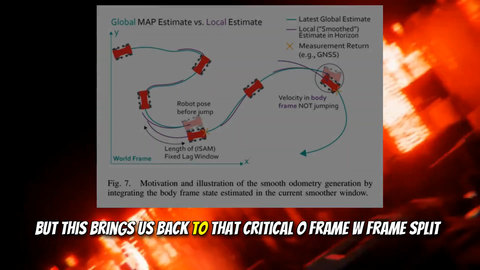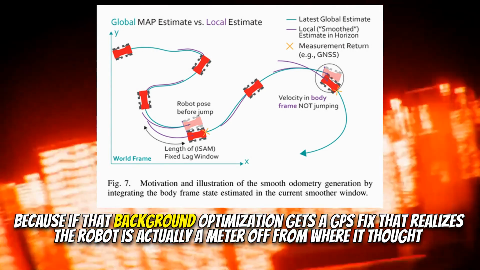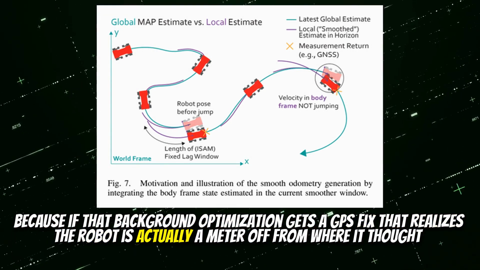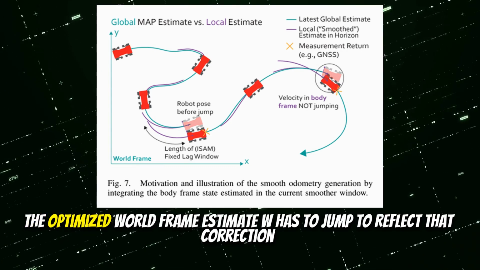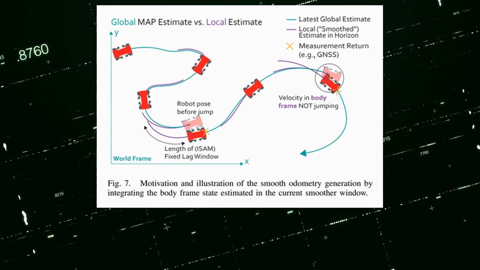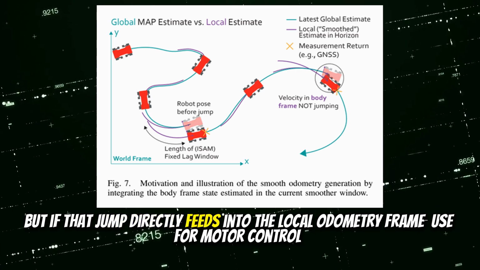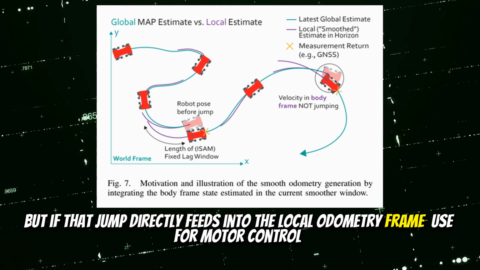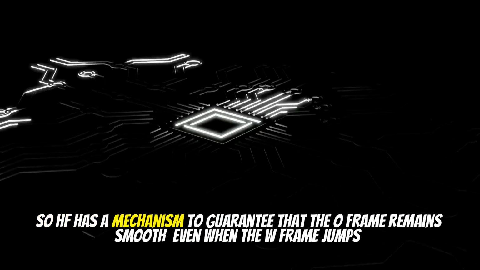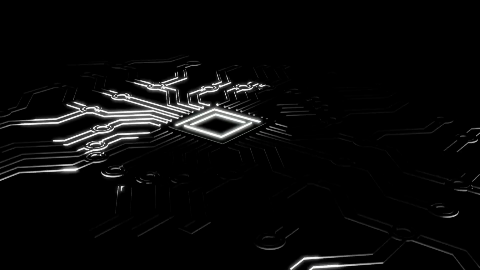But this brings us back to that critical O-frame, W-frame split. Because if that background optimization gets, say, a GPS fix that realizes the robot is actually a meter off from where it thought, the optimized world frame estimate, W, has to jump to reflect that correction. That's necessary for global accuracy. But if that jump directly feeds into the local odometry frame used for motor control, disaster. The robot lurches. So HF has a mechanism to guarantee that the O frame remains smooth even when the W frame jumps. How do they decouple them?